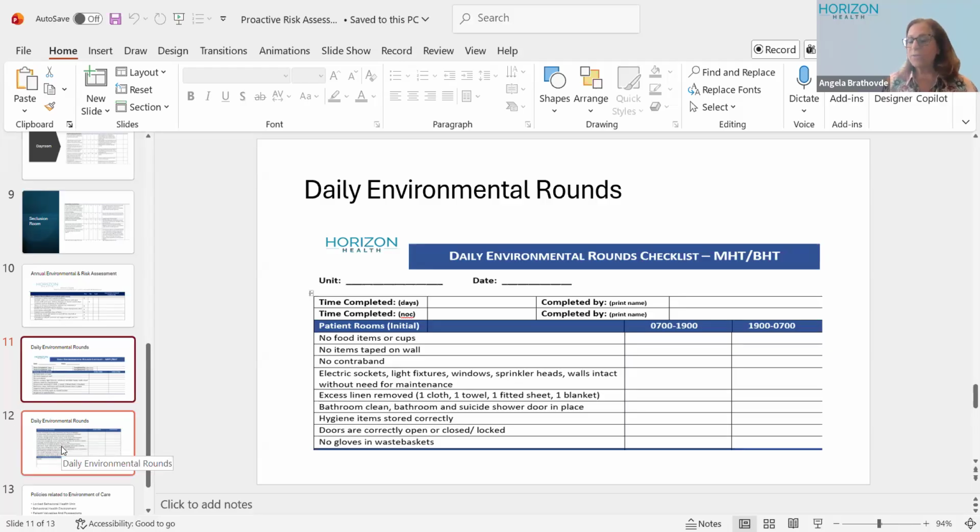The other thing about waste baskets, it's better if they're collapsible. Some units just use paper bags and then they collect those. But waste baskets, if they're sturdy enough, could be stood upon to create a ligature point if they want.